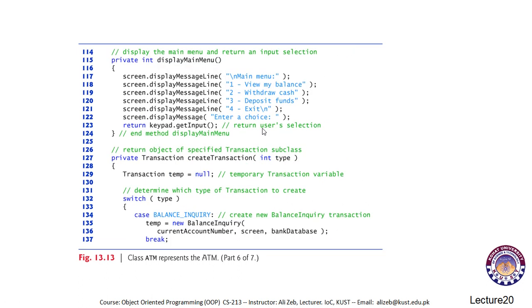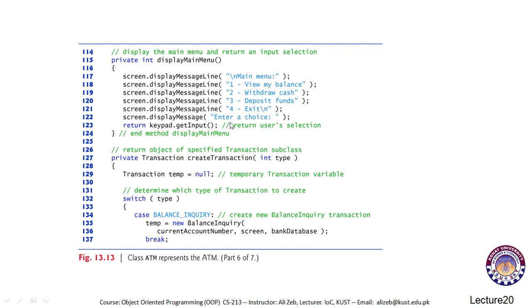Now we have the display menu method within the ATM class. This again is a helper method that will send messages to the screen class to display messages on the screen. Now this is the display menu as we saw in the previous part of this program. It displays on the screen: view my balance, withdraw cash, deposit funds, and exit the system.